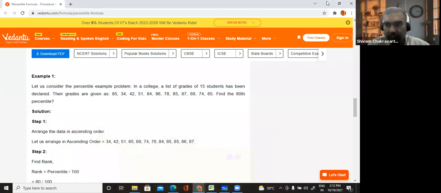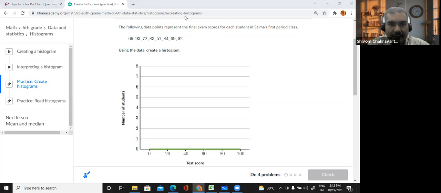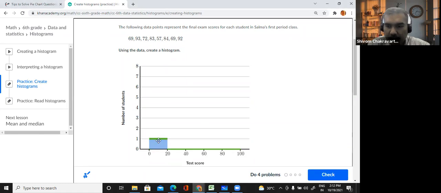First, let us see how your histogram came out to be. Anybody who would like to share their screen can do so. So tell me if I'm doing right.